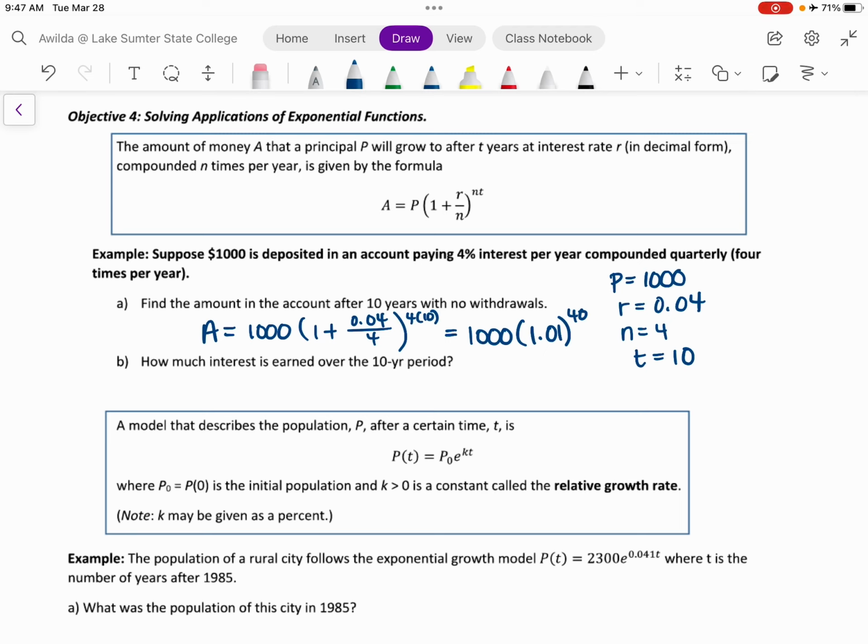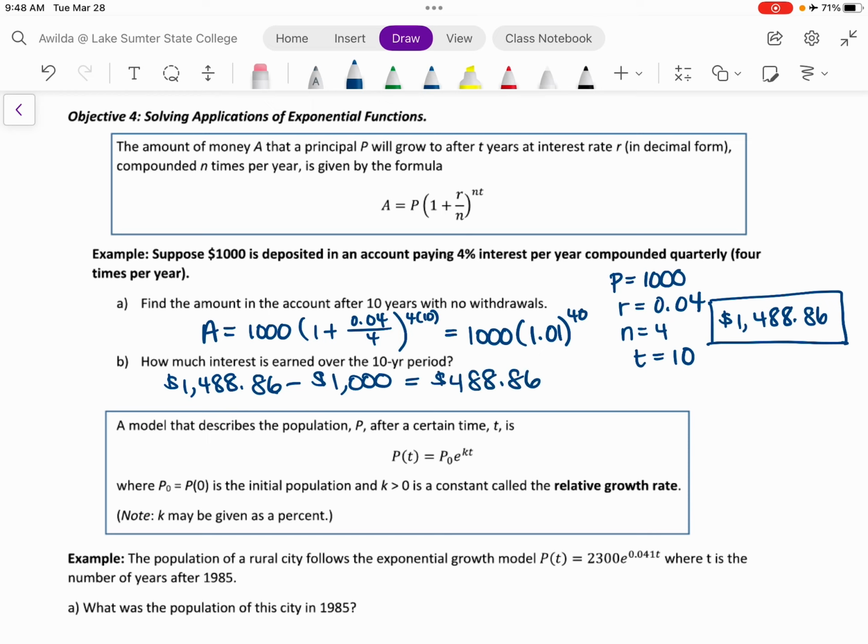So it may be much easier for you to enter this on your calculator. I've already done this on my calculator, and I have found that the total amount in the account after 10 years is $1,488.86. The next question is, how much interest is earned over the 10-year period? Well, our original deposit amount was $1,000. So if we just do a simple subtraction here, the new amount minus the starting amount will give us how much it grew by, which is $488.86. That's a good amount of interest.